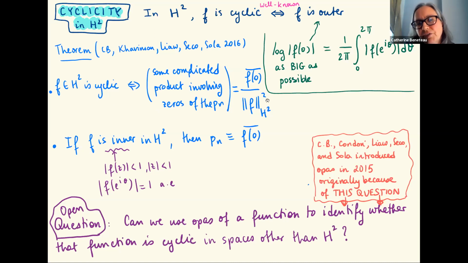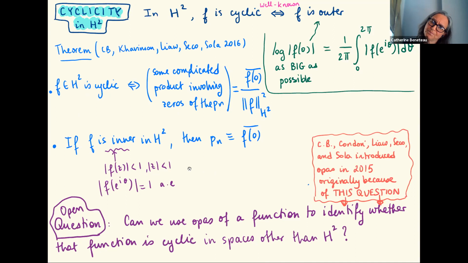Of course, that's not very helpful because we already know what outer functions are in H2, but it was a step towards our desire to understand cyclicity from the point of view of the optimal approximants. So that was really all we were able to do there in that respect.